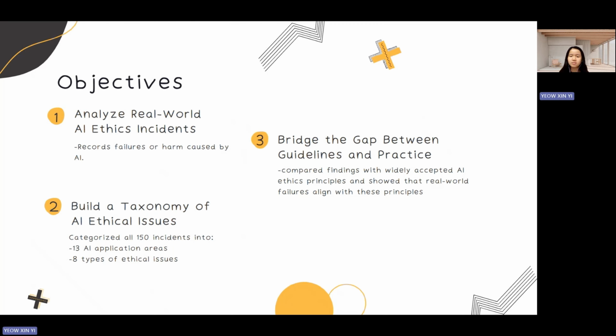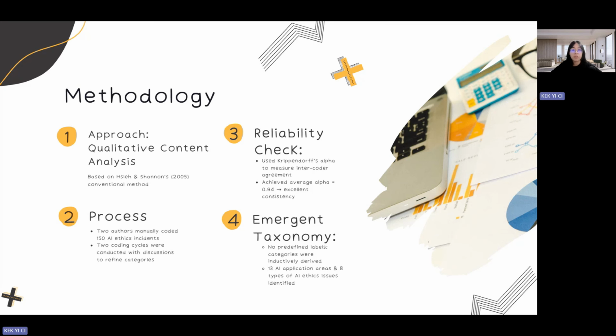Now I will talk about the methodology. The researchers conducted a qualitative content analysis to explore real-world AI ethics incidents. They manually analyzed 150 cases from the AI incidents database using Hsieh and Shannon's conventional approach. Two authors coded the data independently over 2 cycles, refining categories through discussion. Instead of starting with predefined labels, the categories were allowed to emerge from the data. To ensure consistency, they used Krippendorff's alpha and achieved a strong reliability score of 0.94.